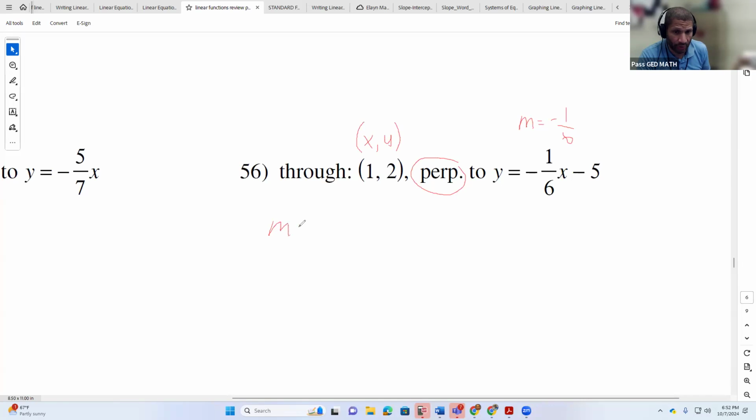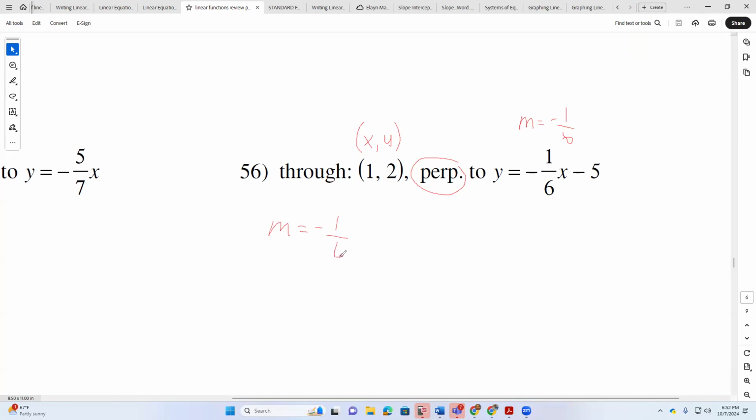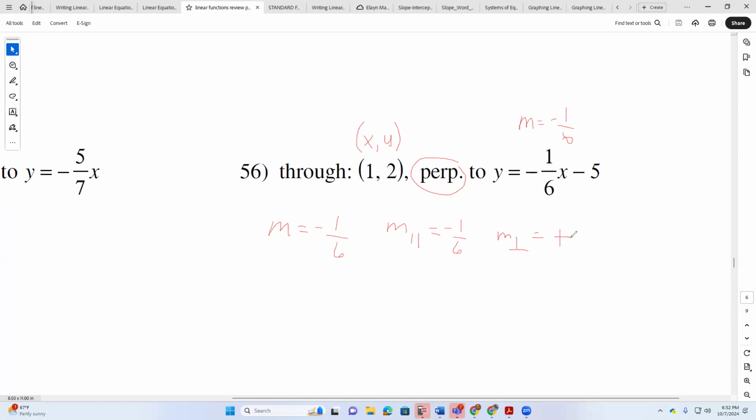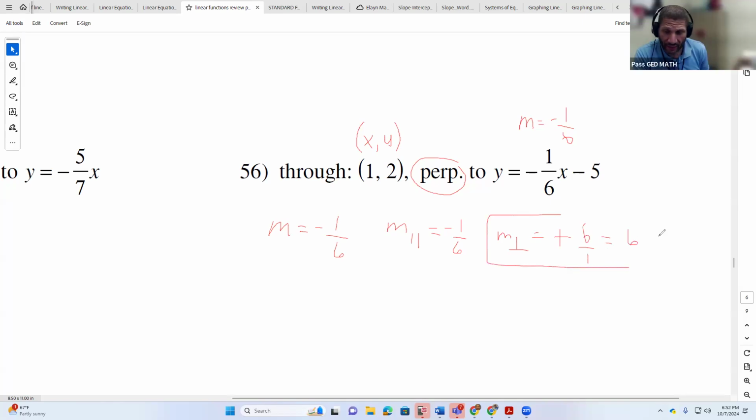If my slope is negative 1/6, the slope of any parallel line is also negative 1/6. But the slope of a line that's perpendicular is the negative inverse. So change the sign and flip it. So the slope of the line that's perpendicular is 6.